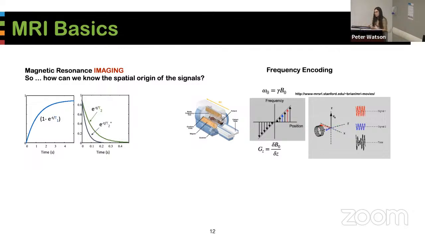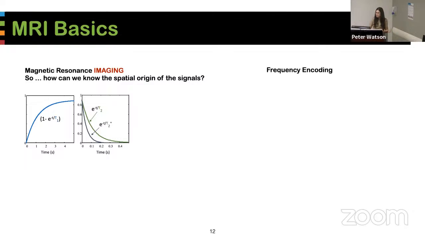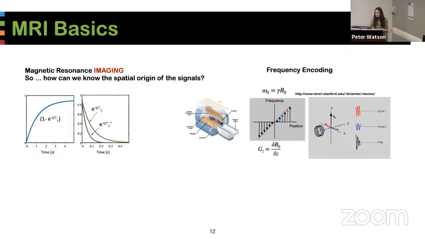So here we have an animation showing exactly that. The blue arrow represents a spin that's closer to the center of the scanner. It's precessing at a lower rate. The red arrow is precessing at a faster rate. I'll run it again. The diagram's a little bit misleading because they're physically located at the same point in this animation, but in reality, they are not. And that is why they're precessing at different rates.